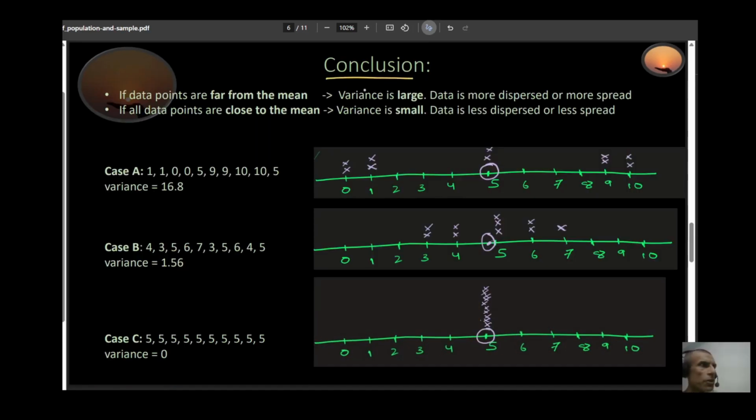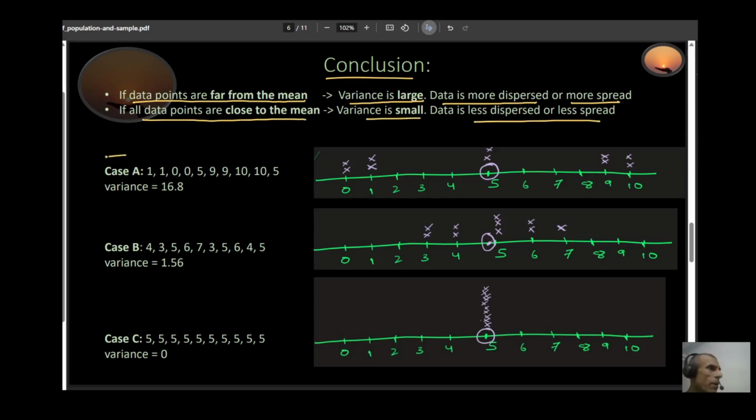Now the conclusion. If your data points are far from the mean, or far from your average value, your variance is going to be large. In other words, your data is going to be more dispersed or more spread. If your data points are close to the mean, the variance is small. Your data is less dispersed or less spread.